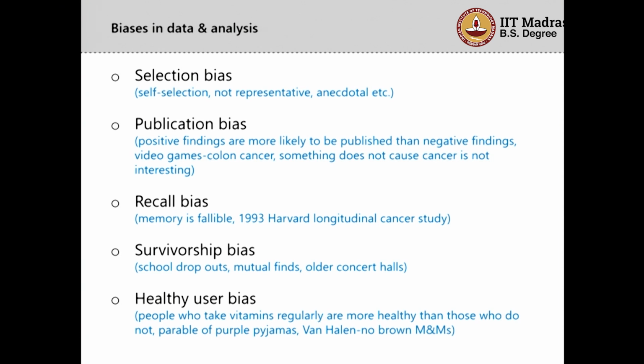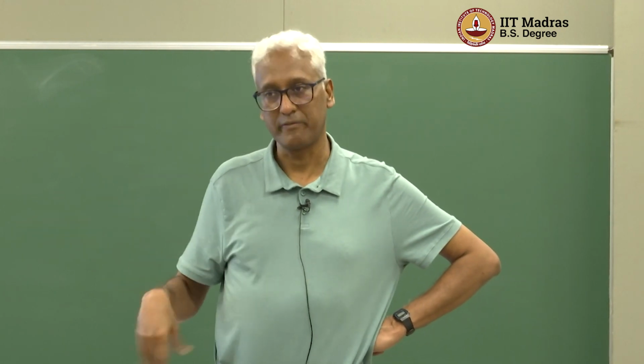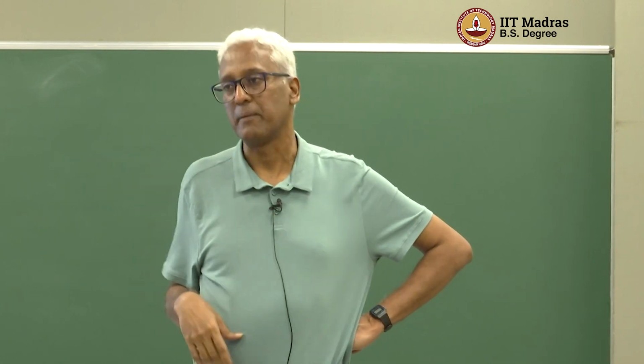And then there is a very interesting thing called the healthy user bias. A good example is that people who take vitamins regularly are more healthy than those who do not. Okay, so suppose you introduce a tablet, which is supposed to be a health vitamin supplement or something like that, and the pharmacy conducts some trials with it, right? And then they find out that after taking the tablets, the participants of the study are very healthy. Okay, the ones that took our tablets are very healthy.